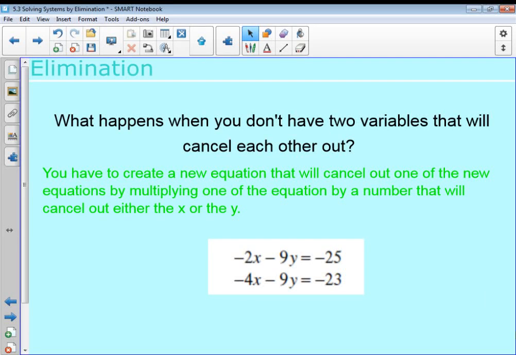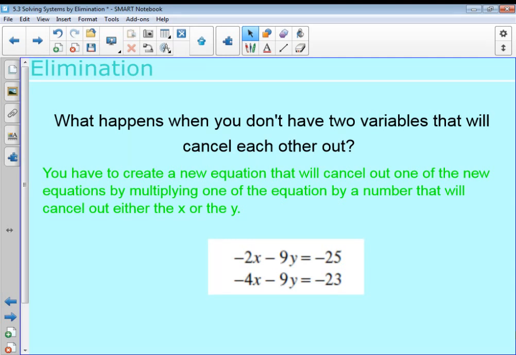Okay, we're going to continue working on the elimination method. It's just that we're going to extend our knowledge on the elimination method. So what we worked with previously was when we had either our x's were opposites or ones that would cancel each other out, or our y's were.